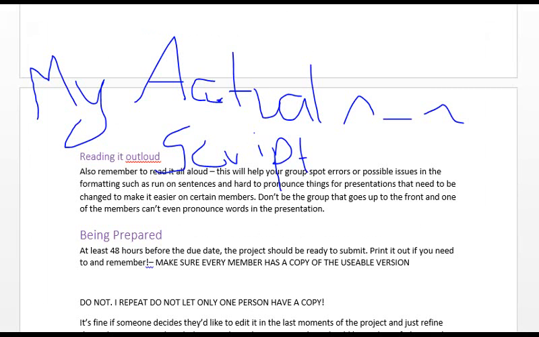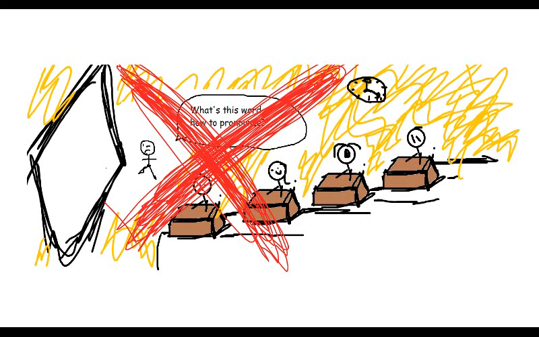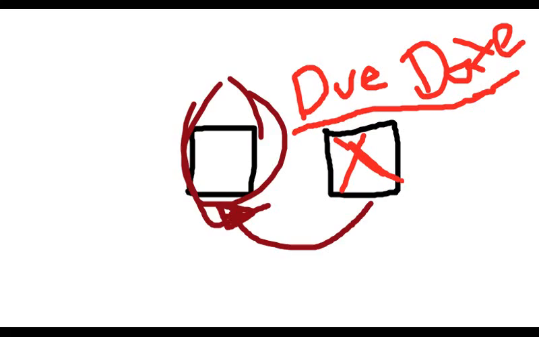Also, remember to read it aloud. This will help your group spot errors or possible issues in the formatting, such as run-on sentences and hard to pronounce things for presentations that need to be changed to make it easier on certain members. Don't be the group that goes up to the front and one of the members can't even pronounce words in the presentation. Also, before the due date, the project should be ready to submit.